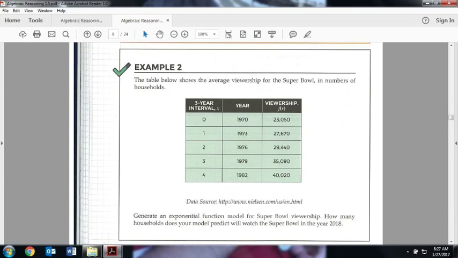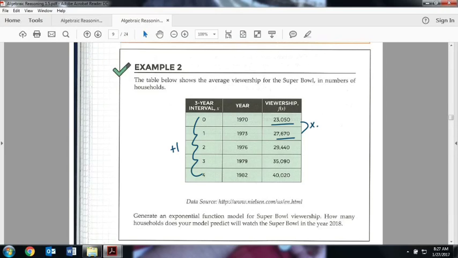So first thing with exponential, just like anything else, check the x's. Plus 1, plus 1, plus 1, good, they're all plus 1. And so we'll start checking the ratios. 23,050 divided by 27,670. There we go, 0.833.